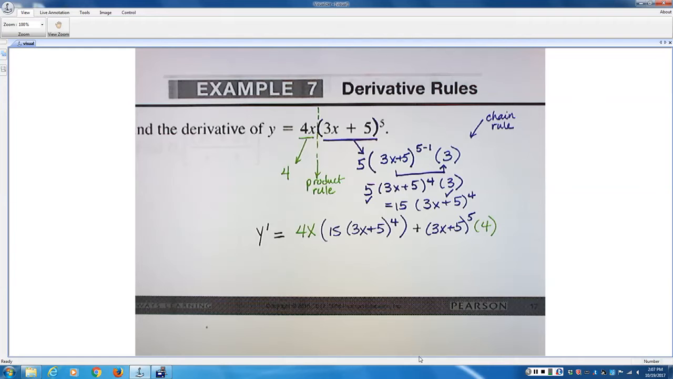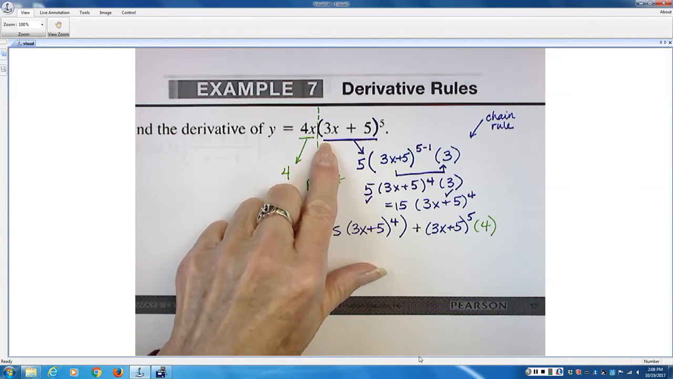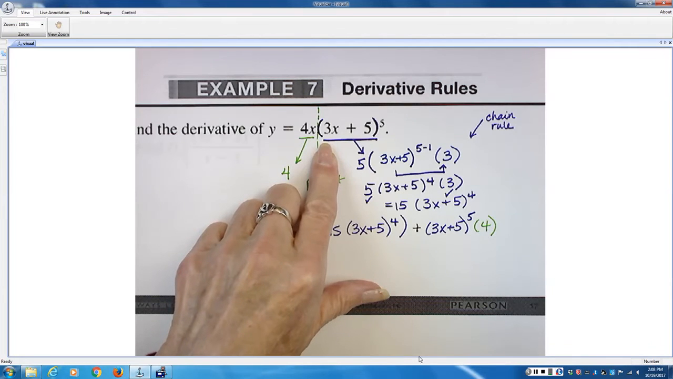Product rule problems, you have to look and think, okay, if I wasn't really doing calculus, if I wasn't looking for a derivative, what would I do to simplify this problem? Is there something I would do to simplify this? If I was going to simplify that, I need to distribute. Well, you distribute when you have something that's multiplication.